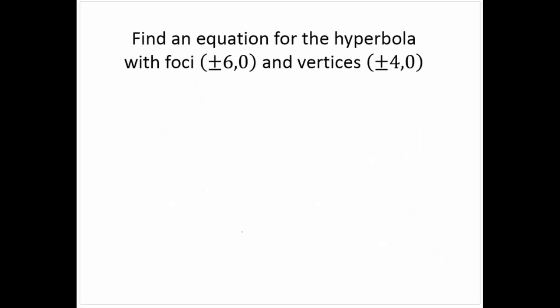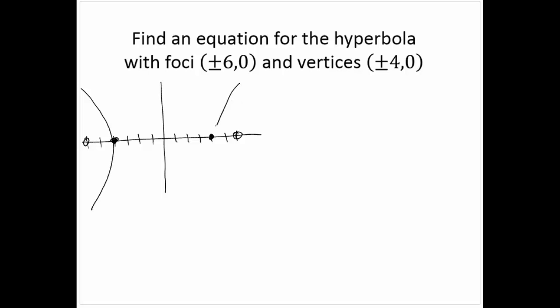Find an equation for the hyperbola with foci at plus or minus 6, 0, and vertices at plus or minus 4, 0. All right, let me just do a rough sketch. Let's see, the vertices are at plus or minus 4, and so vertices, those are solid points on the curve. Foci, I like to use open points on the curve. All right, so what this tells me is I have something like this.